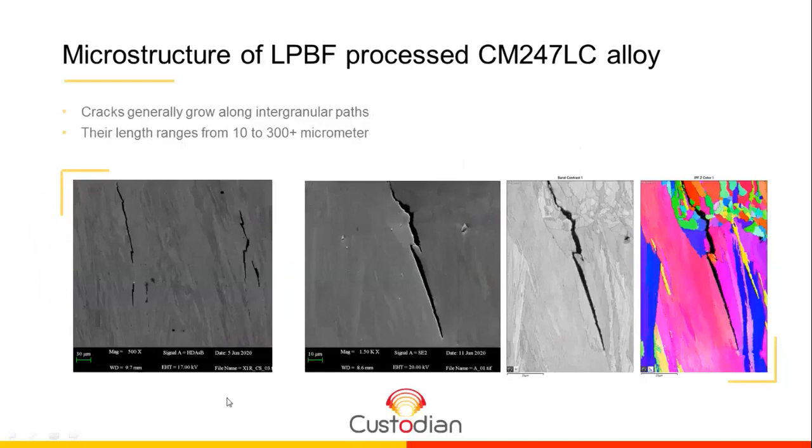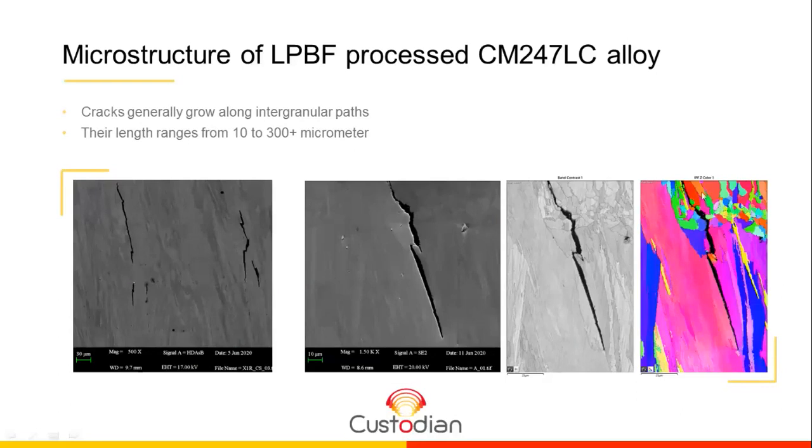If we focus more on cracks, we can see that they span from a size of about 10 micrometers up to more than 300 micrometers. And by looking at EBSD maps, EBSD stands for electron backscatter diffraction, we can get some information about the grain boundary structure. Especially this colored map shows the different crystal orientation. Different colors mean different crystal orientation.